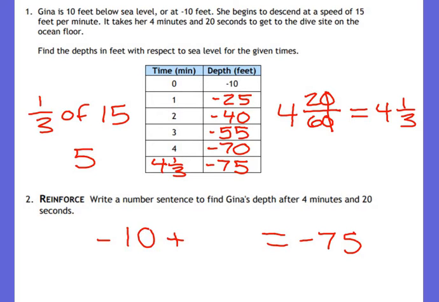What was added to that? I know it was negative 10. Is she going up or down? What's going to tell me go down? A negative. How much further does she need to go down? 65. So negative 65. A lot of times they put this in parentheses so you don't have two symbols sitting next to each other.